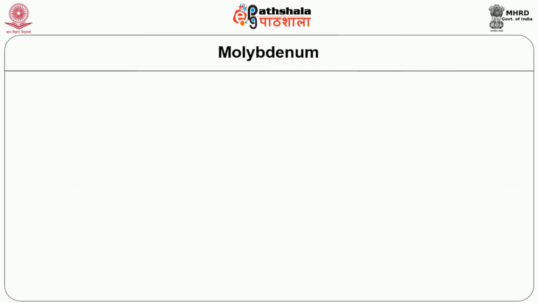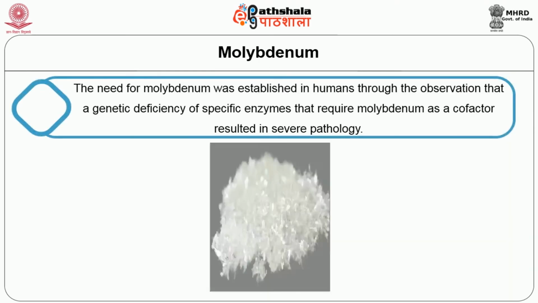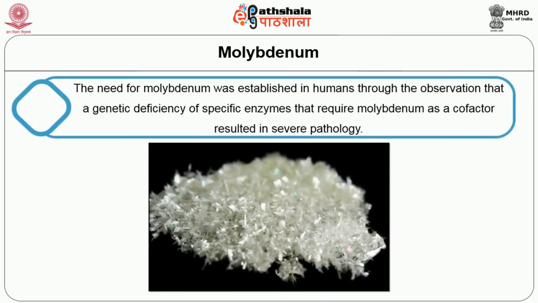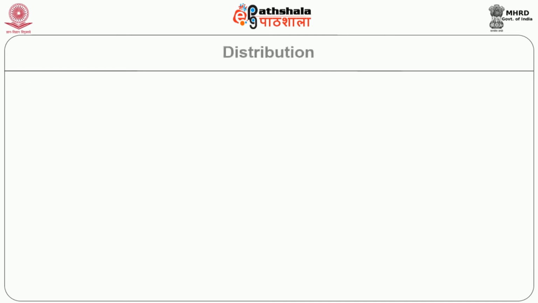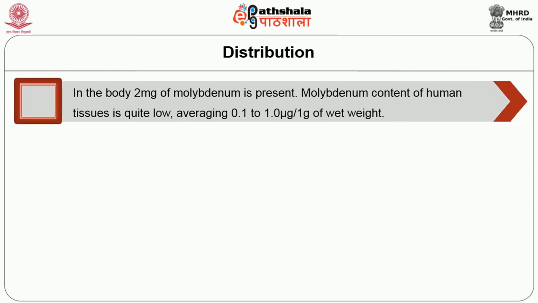Now we will talk about molybdenum. The need for molybdenum was established in humans through the observation that a genetic deficiency of specific enzymes that require molybdenum as a cofactor resulted in severe pathology. Distribution of molybdenum. In the body, 2 mg of molybdenum is present.